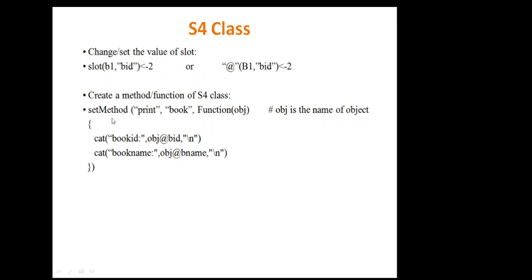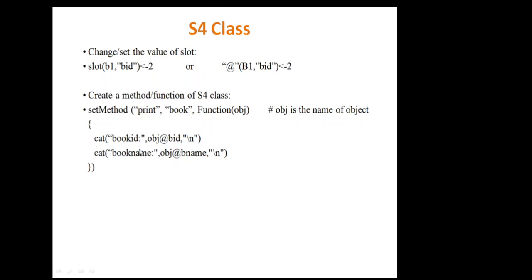So setMethod receives as its first parameter the name of the function that we want to create. So print is the name of my function. Then the name of the class for which we want to create a function. So I want to create my function for the book class, and then the function parameter. So function and then obj. Obj is nothing but the name of the object. It is a parameter that we are going to pass while calling this print function. Okay, and then the function body.